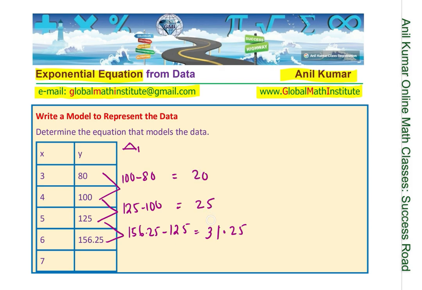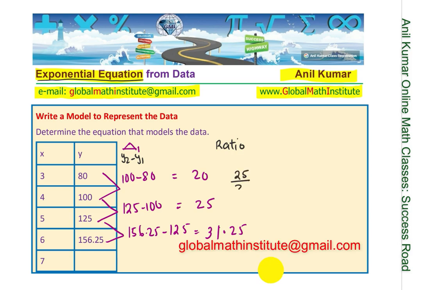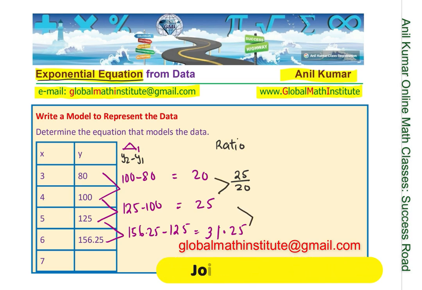Now, this first difference is not really linear, right? So this was like y2 minus y1, correct? So what can we do? Well, if it is an exponential function, then clearly the ratio has to be constant. So we now figure out what is the ratio. So ratio of 25 to 20, correct? And then that ratio will be 31.25 to 25.